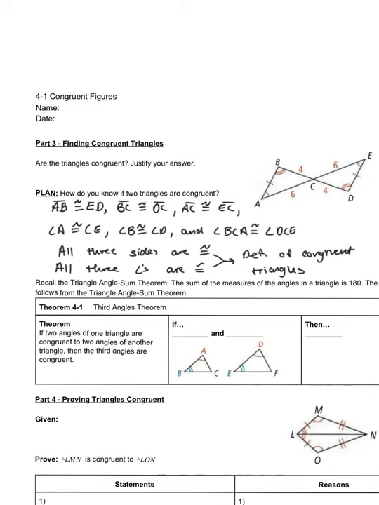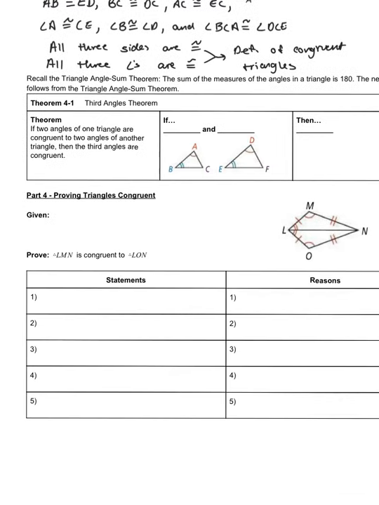If they have three equal sides and three equal angles to the corresponding angles, then the triangle is congruent. All right, theorem 4.1 is the third angles theorem, which states if two angles of one triangle are congruent to two angles of another triangle, then the third angles are congruent. So if angle A is congruent to angle D and angle B is congruent to angle E, then angle C is congruent to angle F.